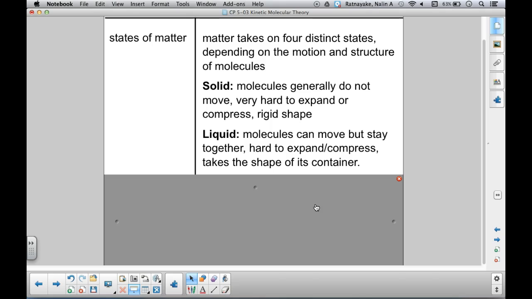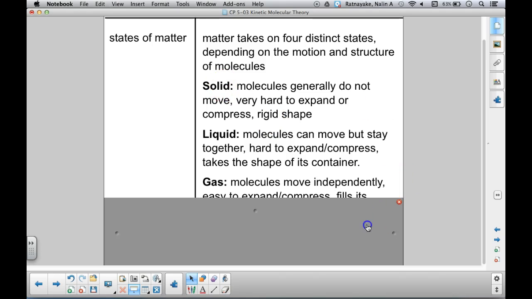The next state of matter, we're going to go up a little bit more in motion. Molecules can move, but they generally stay together and slide over each other. This is still something that's pretty hard to expand or compress, and a liquid also has the property that it takes the shape of its container. Because these molecules can move around a little bit, a liquid can change its shape much more easily than a solid can. And you can see that increased motion has already happened, going from solid to liquid. So liquids are going to occur at higher temperatures than solids for a particular substance.